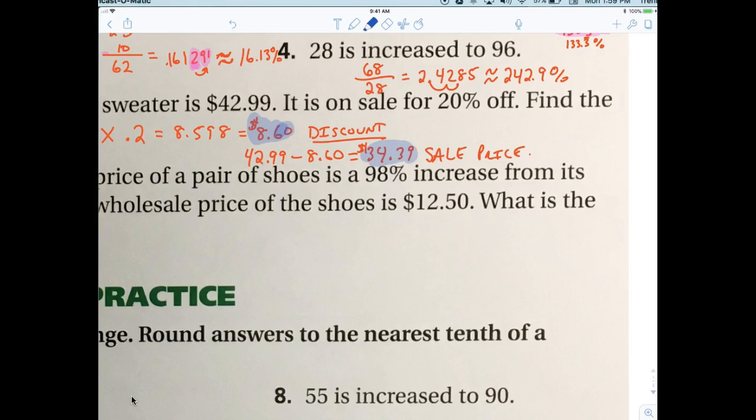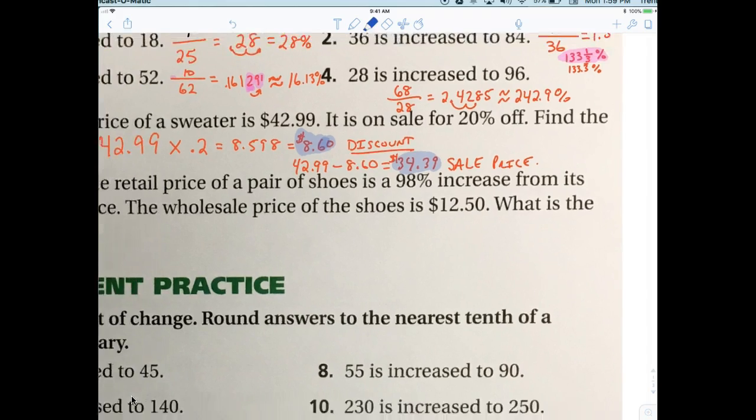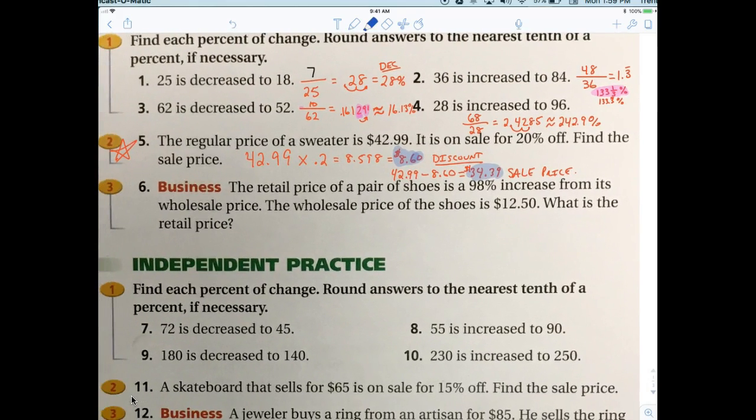All right. So now I'm going to show you something even better. When you walk into a store, what percent do you have to pay for something? 100%, or you're stealing. Is everybody with me? You have to pay 100%. However, sometimes they'll say you get a 20% discount. If you get a 20% discount, that means you only have to pay 80%.